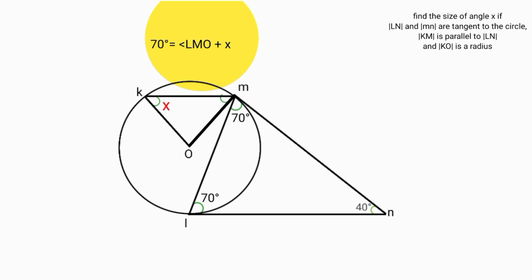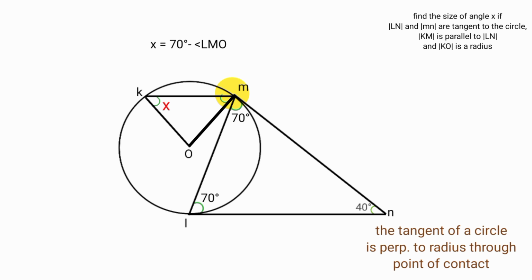Making X the subject, we subtract angle LMO from both sides. So now 70 degrees minus LMO equal to X, which is the same as X equal to 70 degrees minus angle LMO. But what is angle LMO? We don't know yet. But since this is a radius here and this is a tangent both intersecting at this point M, from the circle theory, there is a rule that the radius of a circle is always perpendicular to its tangent through the point of contact. So that means this right angle, which is 90 degrees.